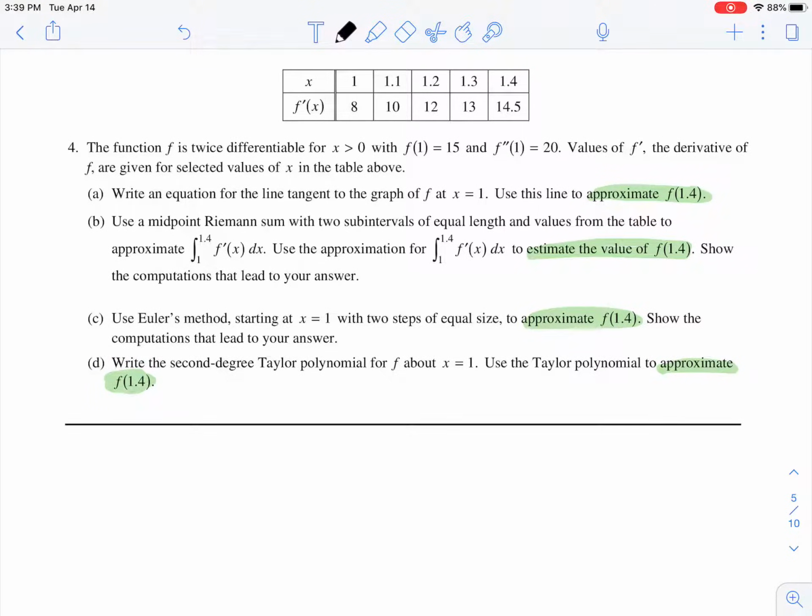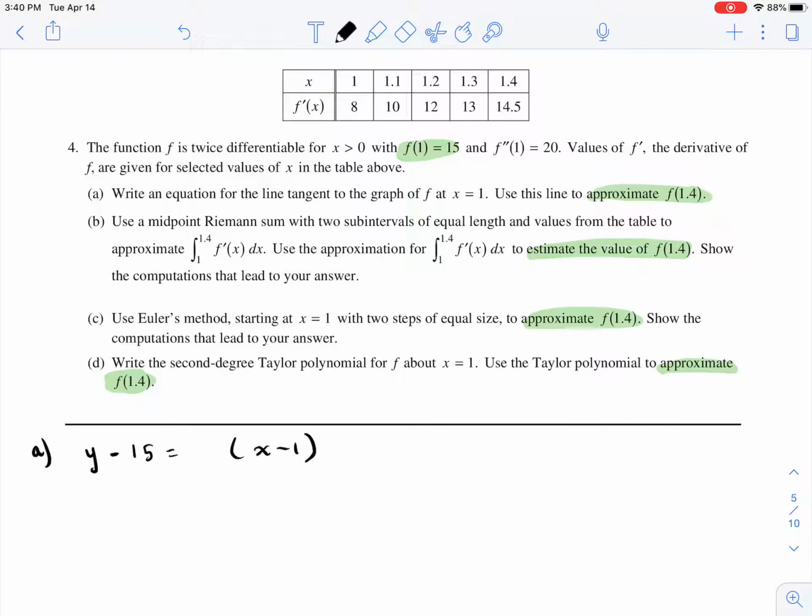So in part A, they start off with a little bit of a softball. They want us to simply find the equation of the tangent line at x is equal to 1. So here we're just going to start out with point slope form. So given what we know, y minus, and we know our y value, we're leveraging this bit of information over here, f of 1 is equal to 15. So we know our y value is 15 when x is equal to 1.